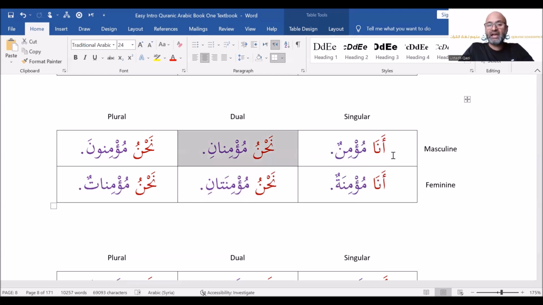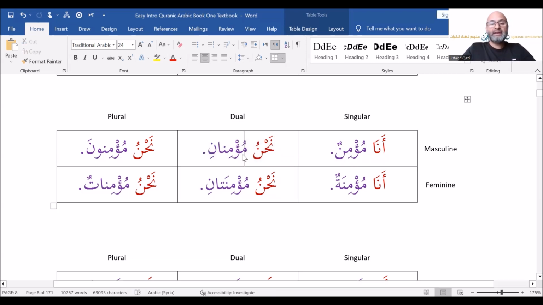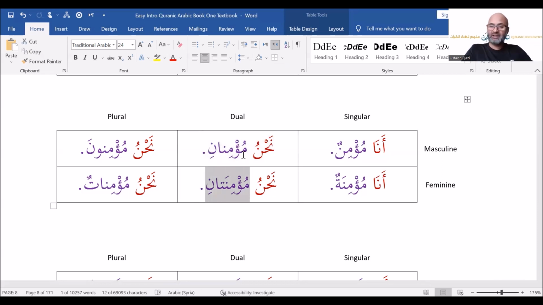Nahnu mu'minani, or exactly two believers who are females. Mu'minani is for exactly two believers. And if you have a mixed, like male-female couple, you go with mu'minani. You don't do mu'minatani because, as we said earlier, this is reserved exclusively for the feminine or females. So it cannot be shared, whereas mu'minani can be shared.